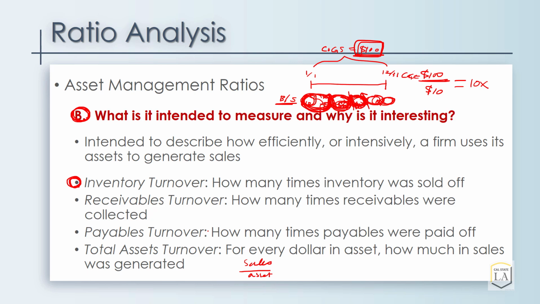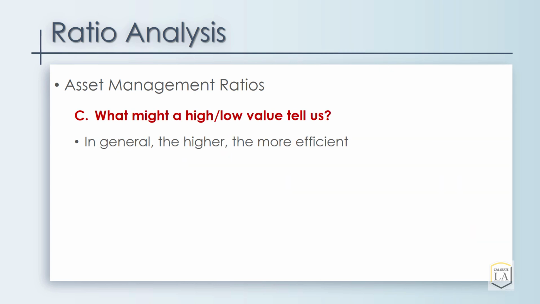So the content or the mechanism logic is a little bit tricky to understand, but it's a lot easier to understand whether or not it's better to have a higher or lower number, because as the name suggests, it's trying to capture how efficiently you're utilizing your assets. So of course, in general, the higher, the more efficient.